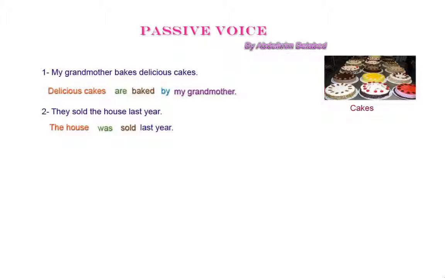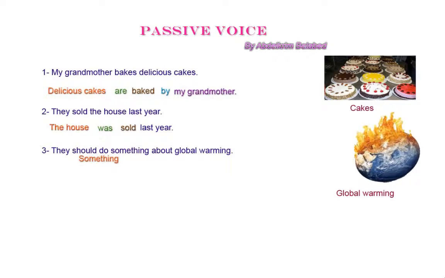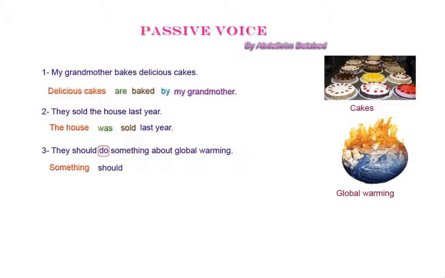Let's move to example 3. They should do something about global warming. The object is something. We put it in the beginning of the sentence. We put be after should as modal verbs are followed by infinitive without do. Then, we put the verb do in the past participle form, which is done.